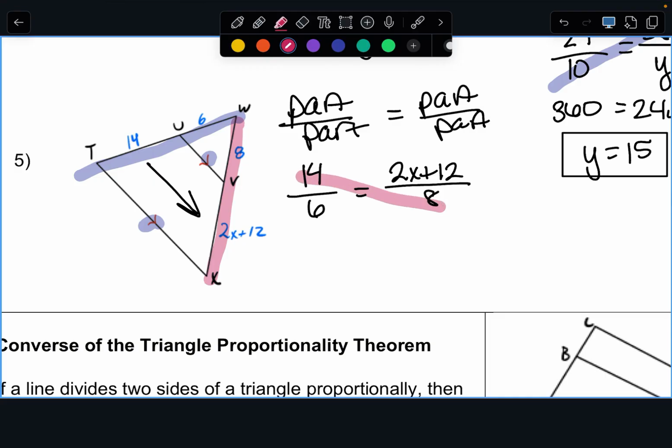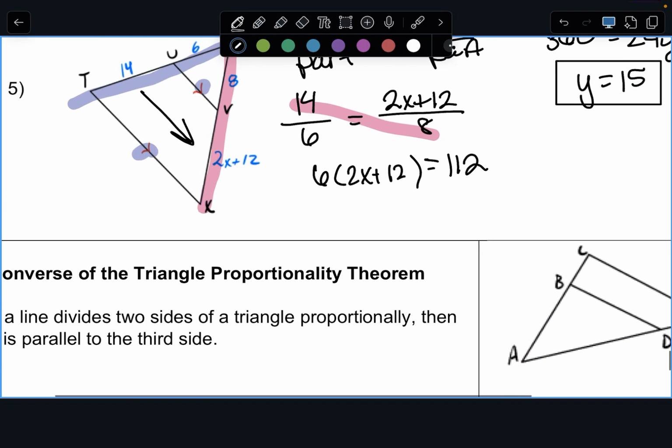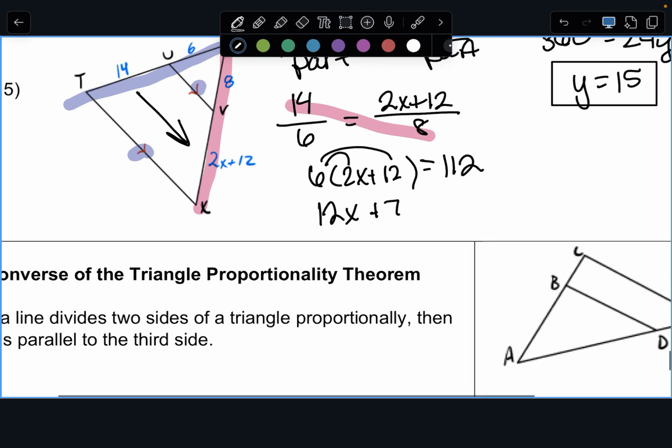We cross multiply, butterfly method. 14 times 8 is 112. And then I also need 6 times the entire thing, 2x plus 12. We have to put that into parentheses. What should I do on the left-hand side with these parentheses? Distribute. Yes, distribute the 6. 6 times 2x is 12x. 6 times 12 is 72.